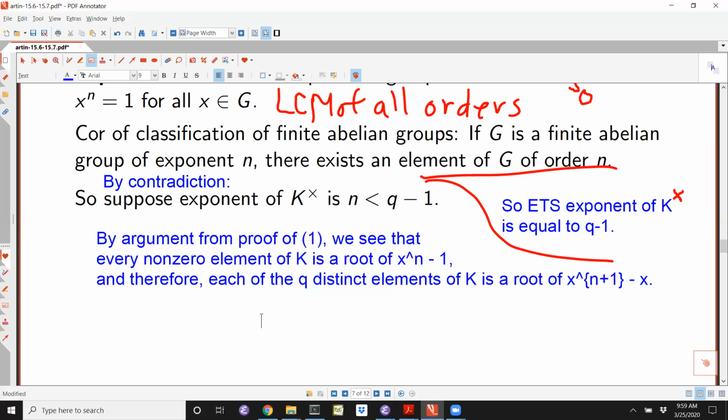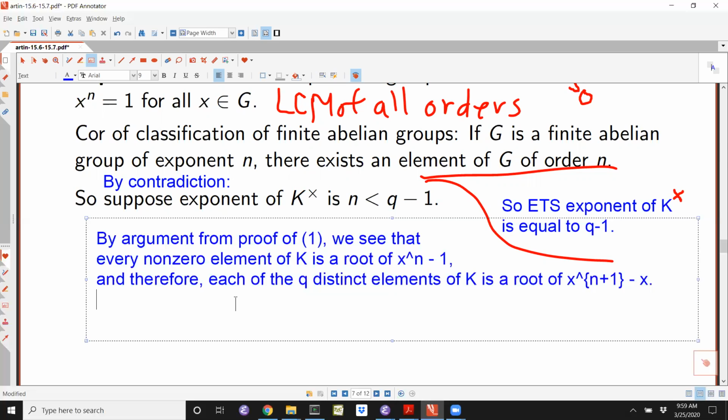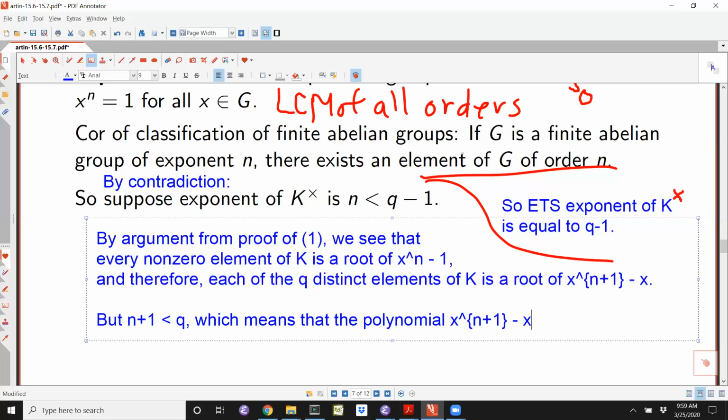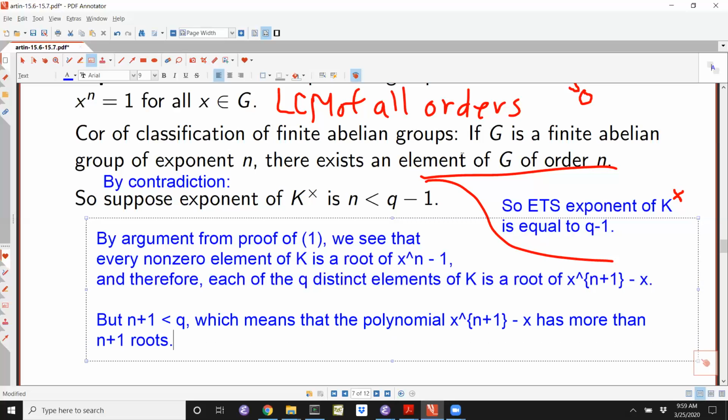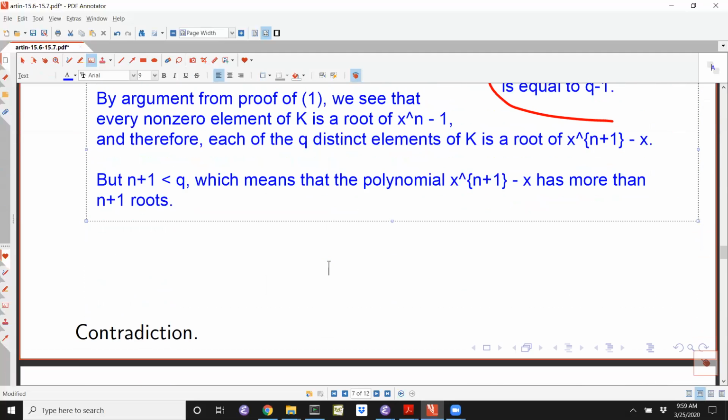But, and here's the catch, I think that this is just the cutest proof. But n plus 1 is strictly less than q. The assumption, our contradiction hypothesis, was that n is strictly less than q minus 1, which means that n plus 1 is strictly less than q, which means that the polynomial x^(n+1) minus x has more than n plus 1 roots. Contradiction, and we're done.